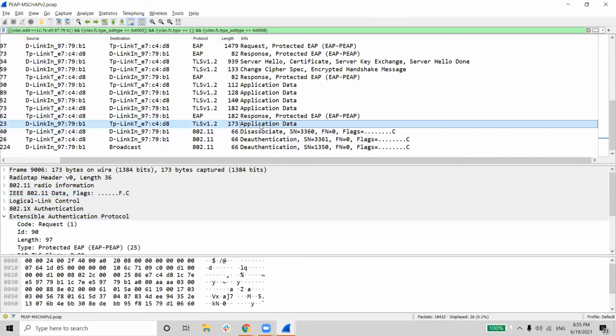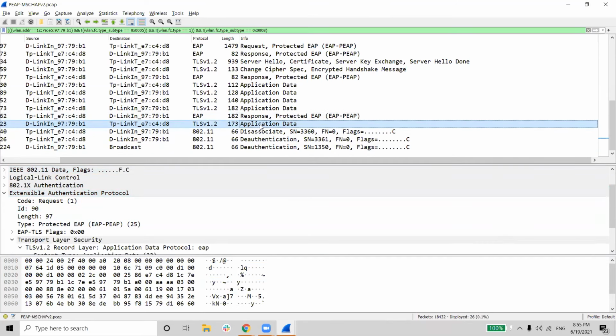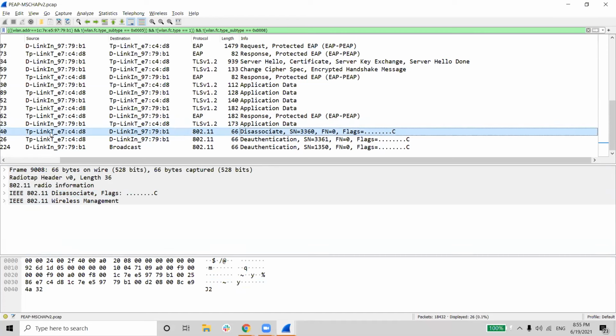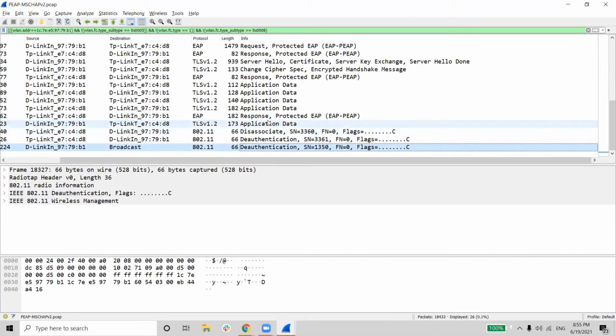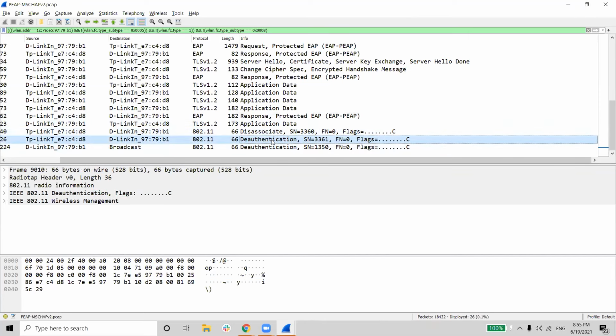This actually means here that your authentication has failed in this case. And after that, this access point is now disconnecting from the client. That is what is happening here, right? That's why you are seeing the disassociate and deauthentication packets, because they are disconnecting from each other. So this is the packet walkthrough for your EAP.